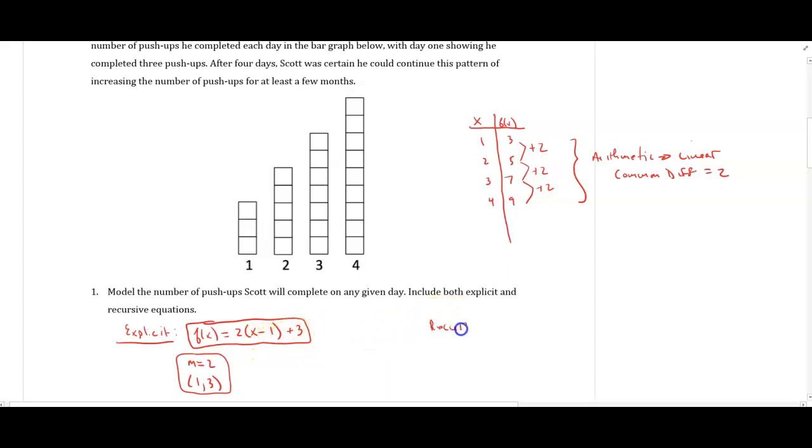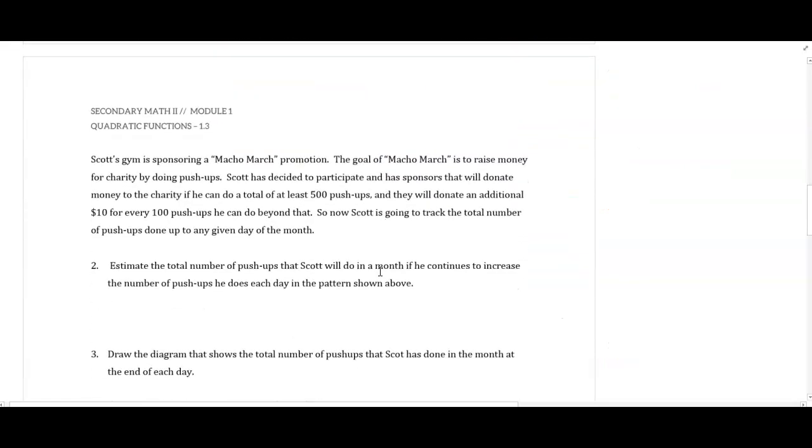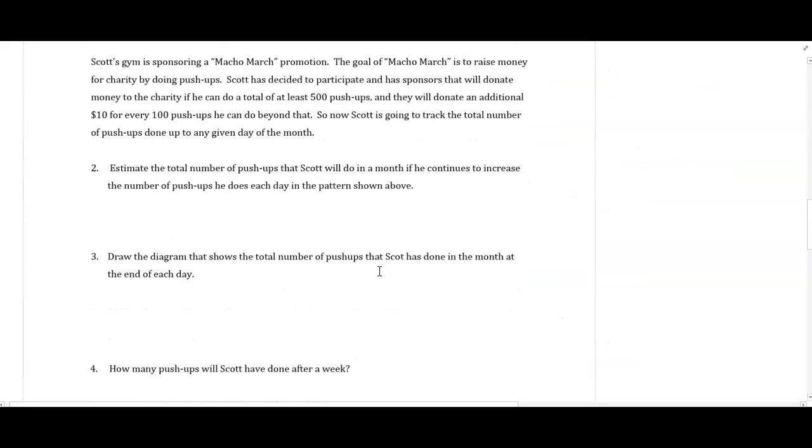Now, the recursive rule. Remember, we're going to start by showing what we had on the first day. So on day 1, we had 3. So now, what are we doing to the previous term each time? We went up 2, so we add 2. And that would be your recursive rule. Okay? But here's the thing. This is going to change up a little bit.